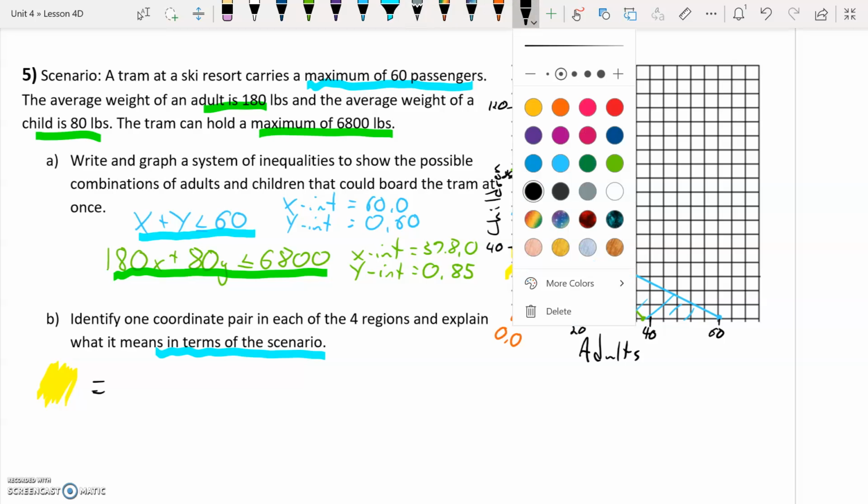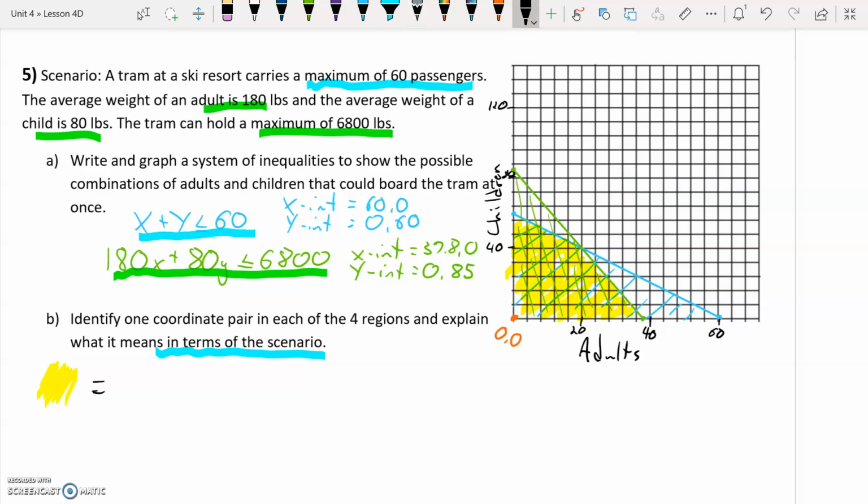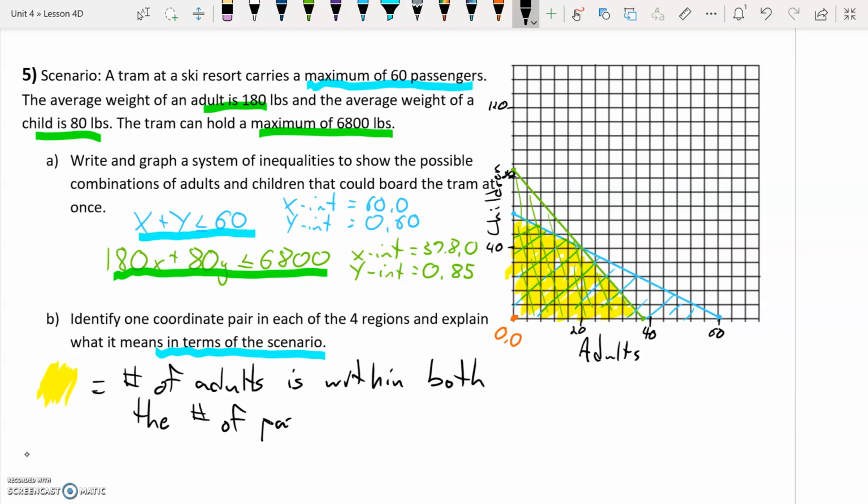I had quite a few people who said this region, the one I've shaded yellow, makes both inequalities true, and the other three regions make one or the other inequality true. Really, really brief description. Don't forget, in terms of the scenario means you're talking about the people limit and the weight limit. So if you are in the region shaded yellow, that means the number of adults and children is within both the number of passengers and weight limits.